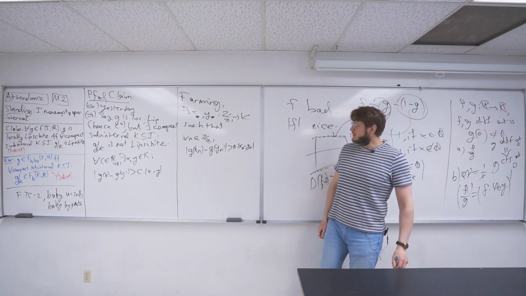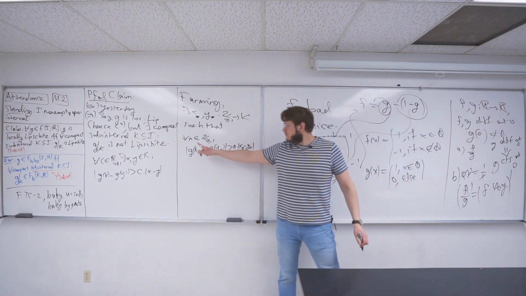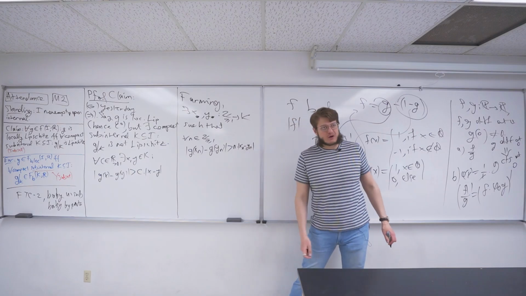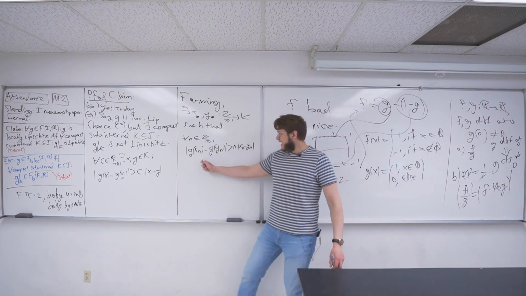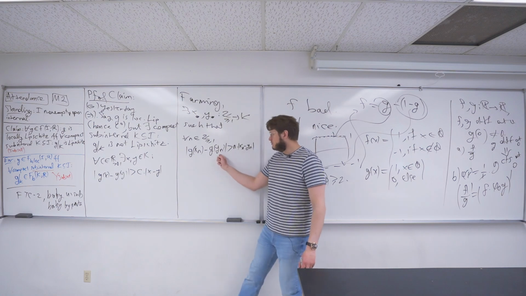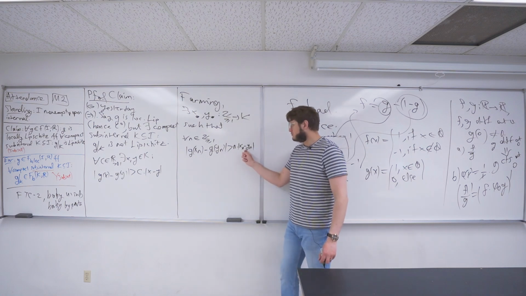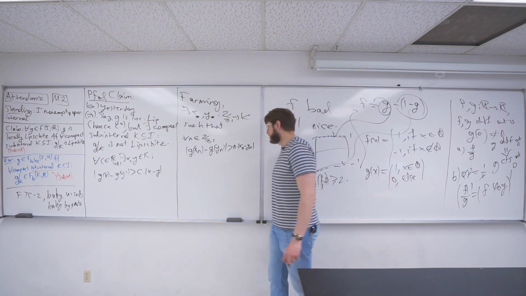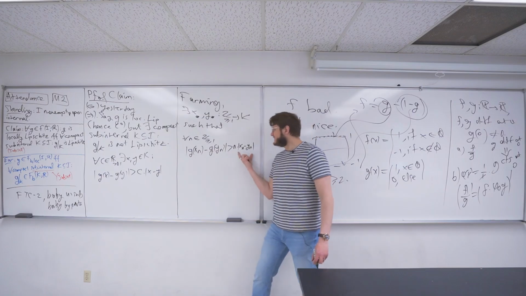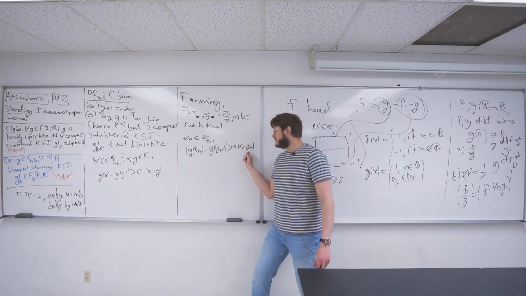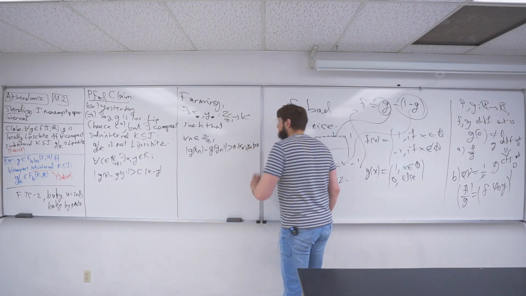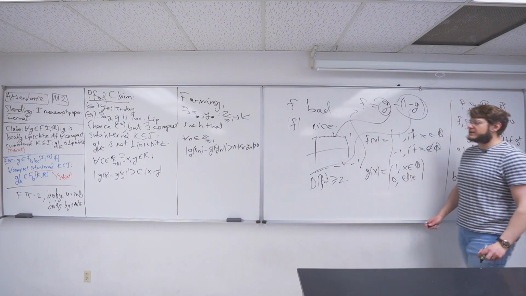And in fact, what I can say here is for no n is x sub n at the same point as y sub n. Because if x sub n were the same thing as y sub n for some n, this would be 0, but then this would be a non-negative number strictly less than 0. That cannot happen. Therefore, this is lower bounded by 0.